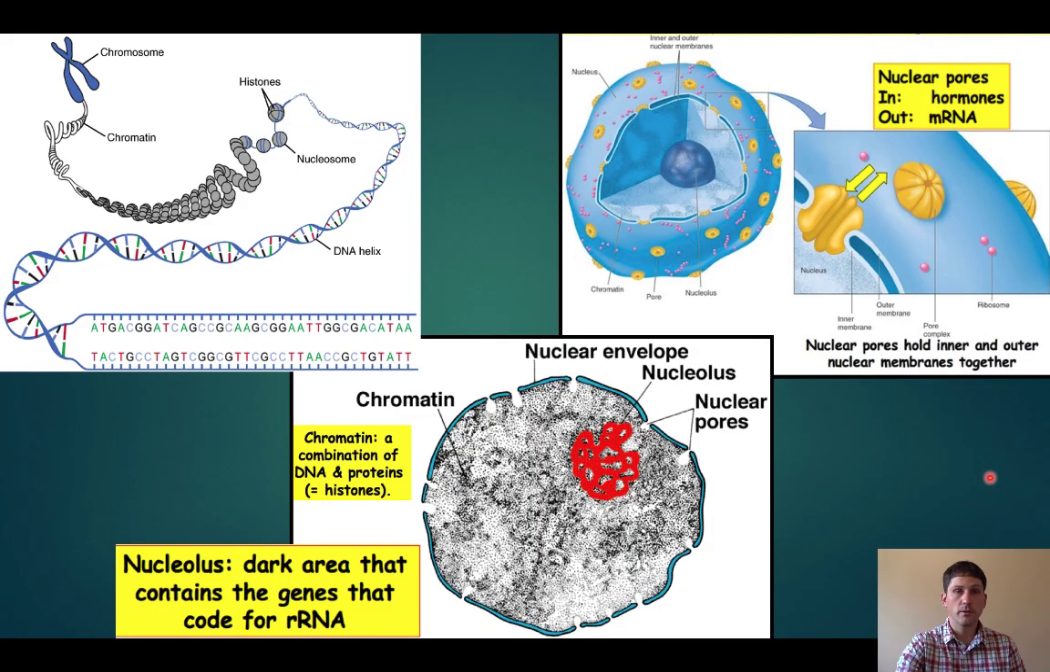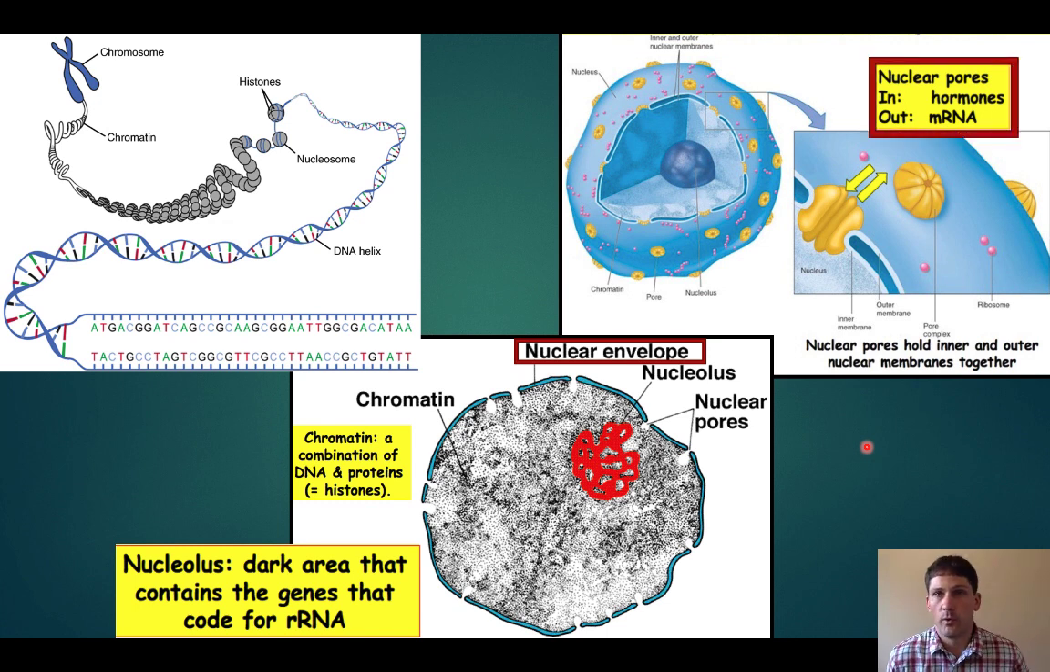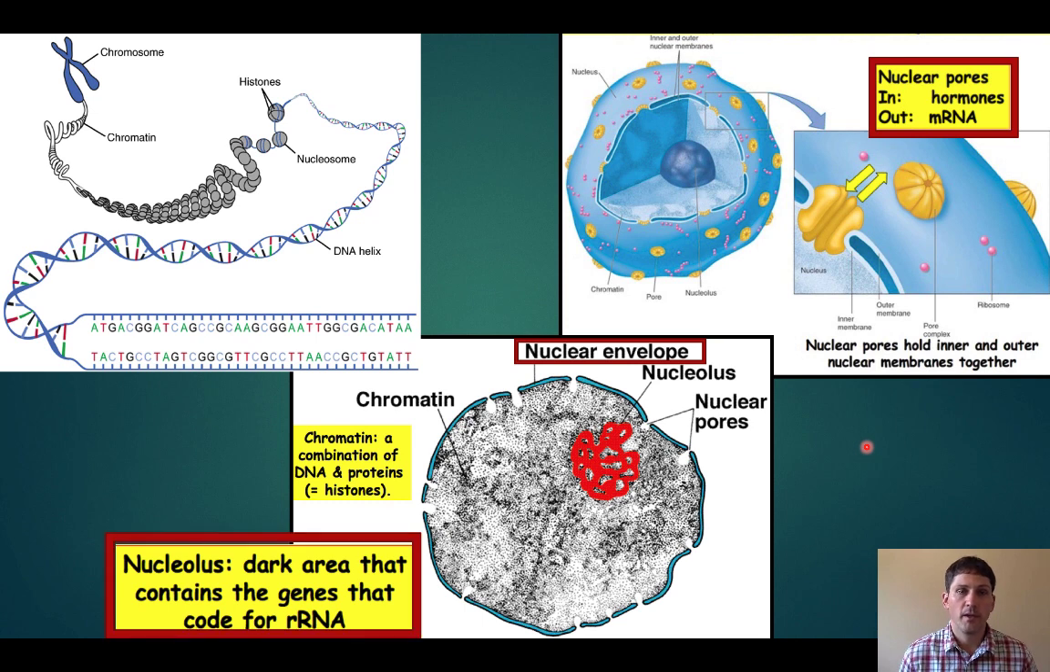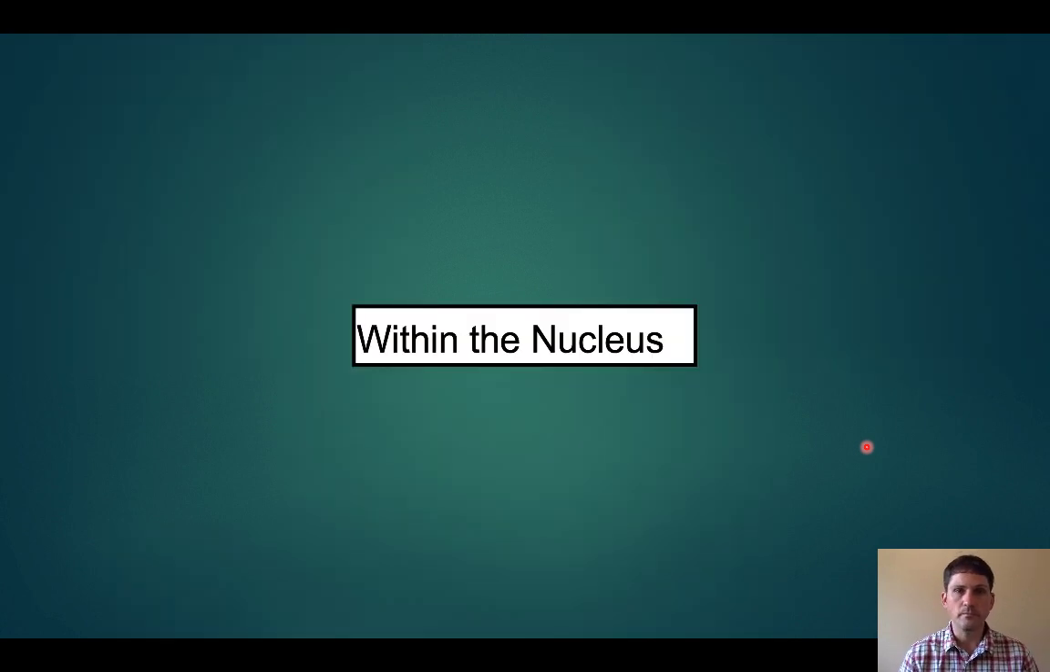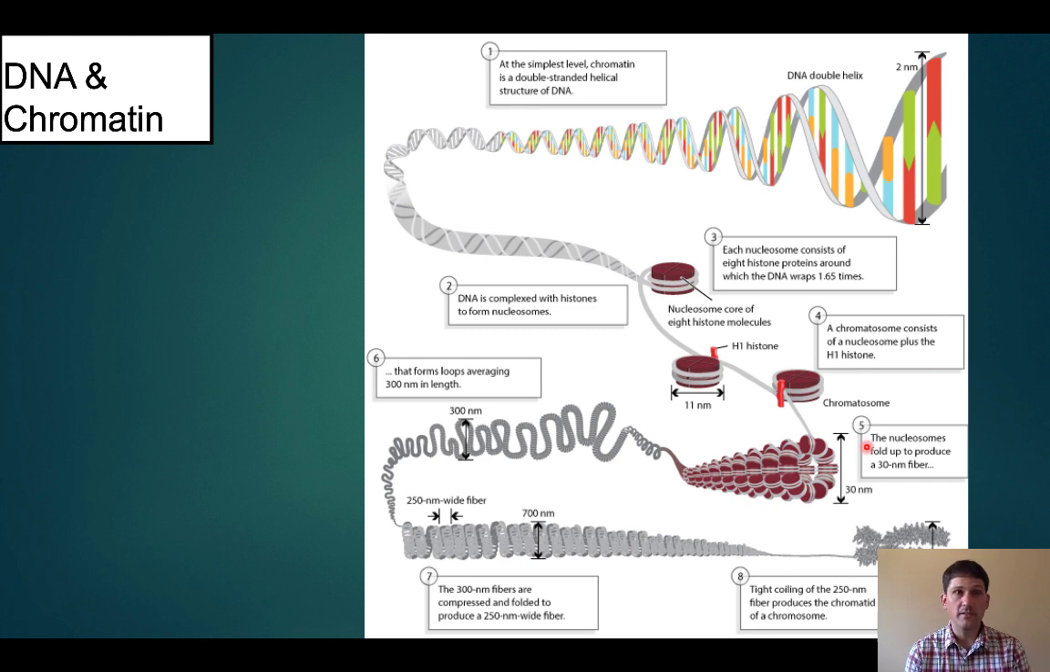So if we look a little bit closer, a couple of things to point out. We've got our nuclear envelope that's surrounding that nucleus. Within that are our nuclear pores, so hormones are going to come in, mRNA molecules are going to move out. And then we usually, on a slide, can see that nucleolus, if you remember that from 181 or previous bio classes. That's the dark area that has genes for the ribosomal RNA in it. Inside that nucleus, we can look at DNA and chromatin.